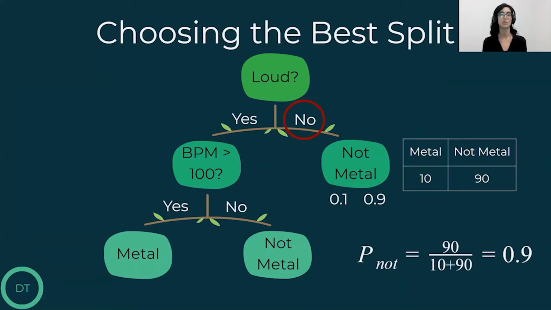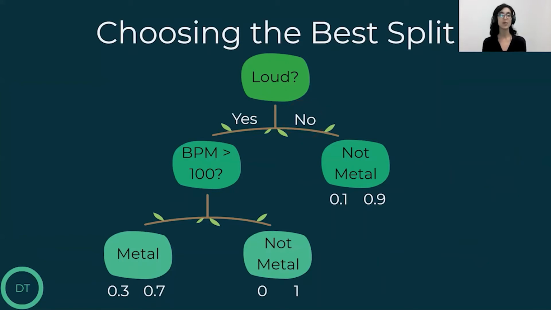We can add these probabilities to every leaf node. And we can see that only one leaf classifying songs as not metal is pure, which means that in our dataset, all songs that are loud and slow are not metal songs, while the 2 other leaves are impure, since they consist of both metal and non-metal songs.